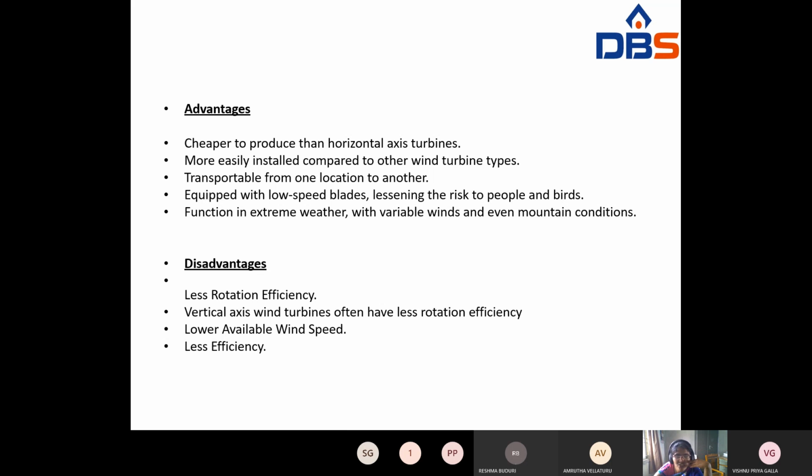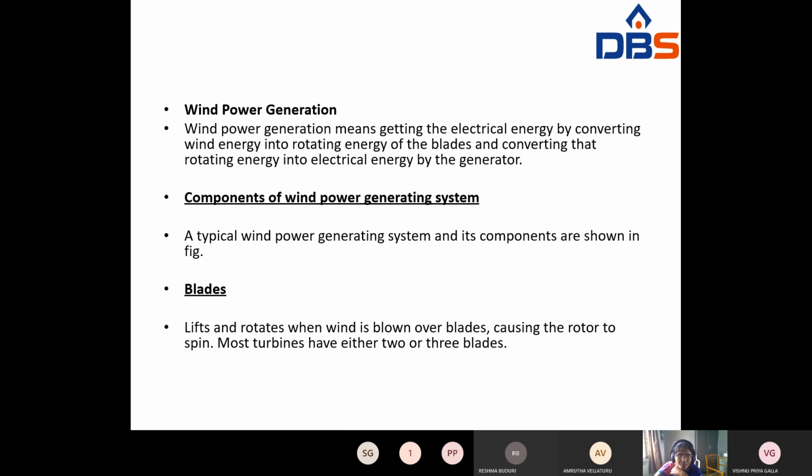But there is less rotational efficiency. The efficiency will be less. These turbines have less rotational efficiency, and lower available wind speed also means less efficiency. These are the advantages and disadvantages of the vertical axis wind turbine.